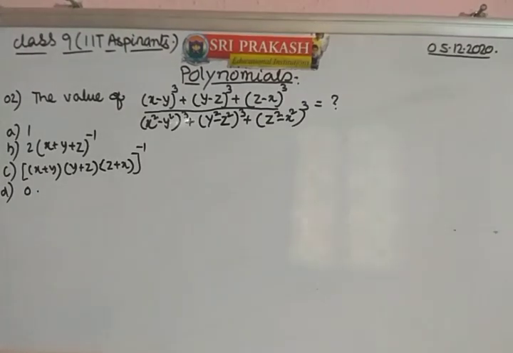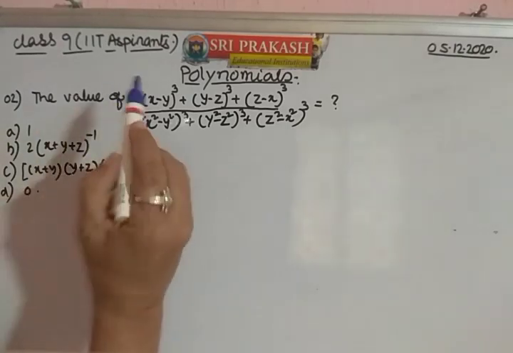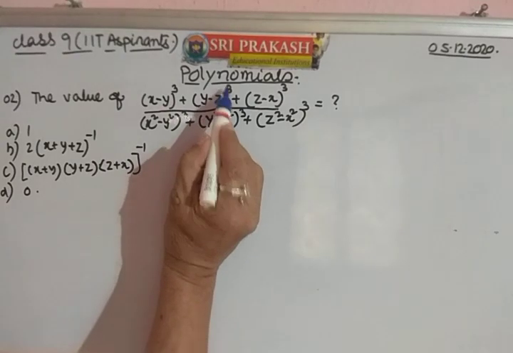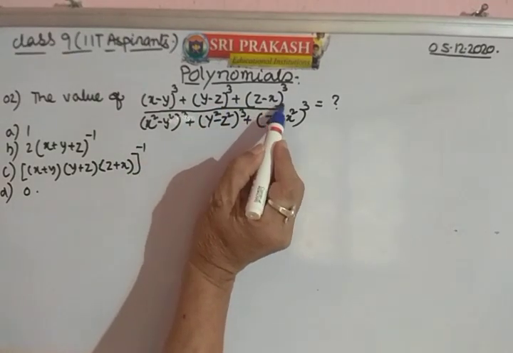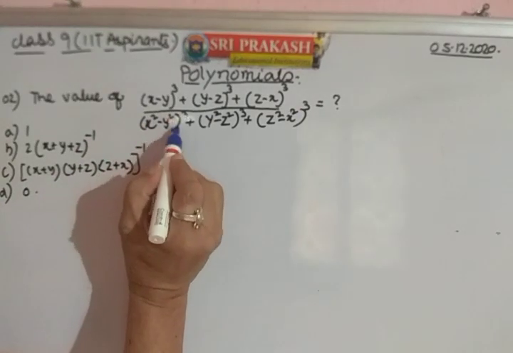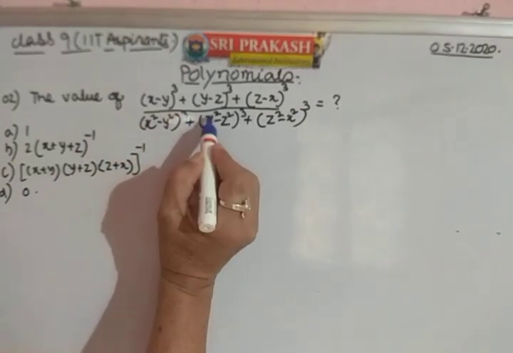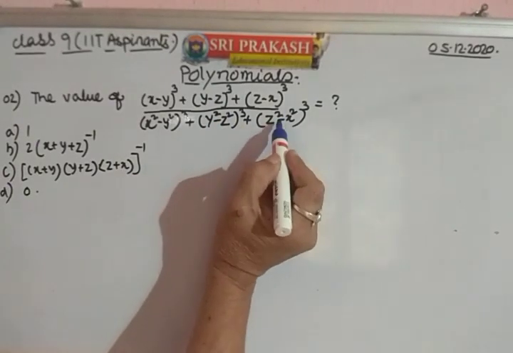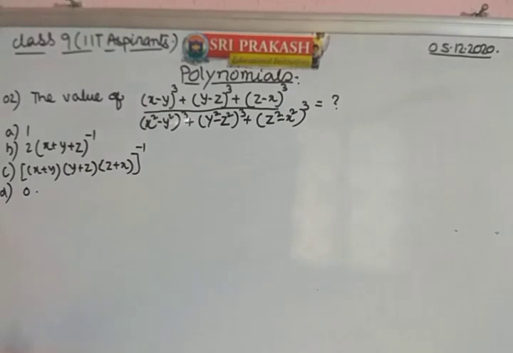So now this is your second question. The value of x minus y whole cube plus y minus z whole cube plus z minus x whole cube by x square minus y square whole cube plus y square minus z square whole cube plus z square minus x square whole cube. 4 options are given. You have to choose the right option. Let me repeat the question again.